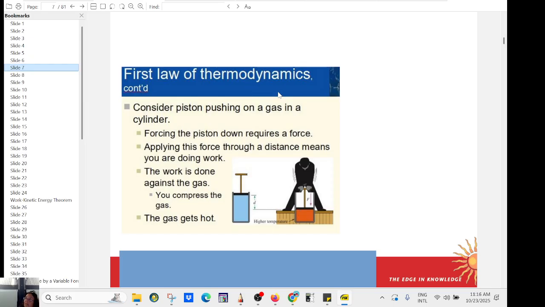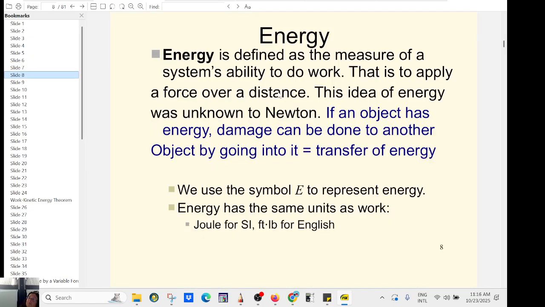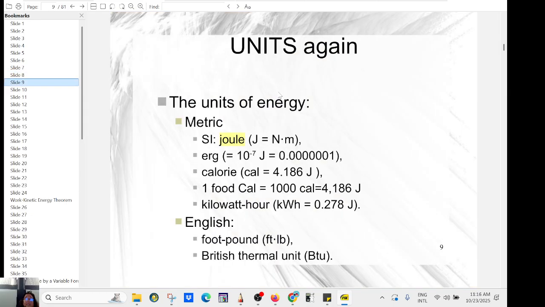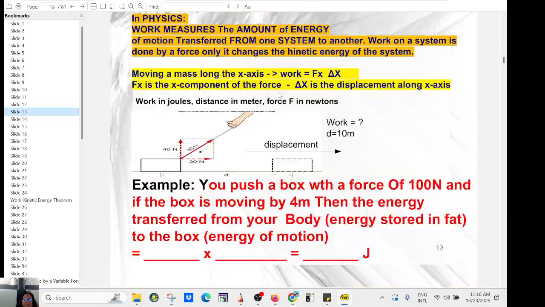Thermodynamics is very challenging, in my opinion, the advanced class. So energy, okay, we did that. Okay, let's take a very simple example. You are pulling here, and what's going to be the work done on the box by you? The displacement is 10.